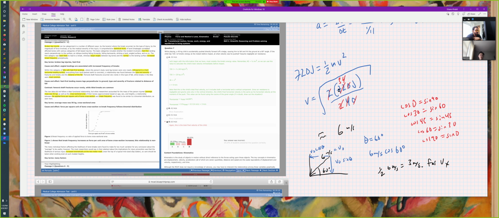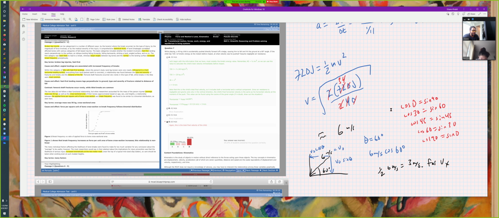Wait, isn't it 36? Yeah, I just noticed I messed that up. I was like, 2 goes into 12, 4 times. Wait, no. That's supposed to be 36, which is good because it's a perfect square. So you get 6 as the velocity, right?